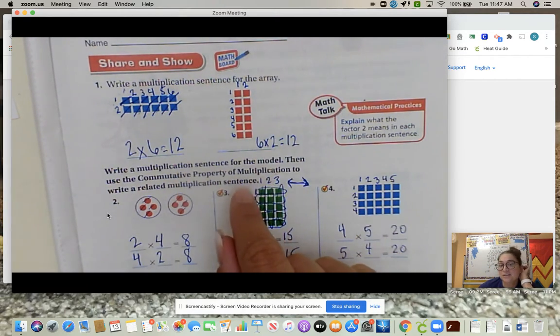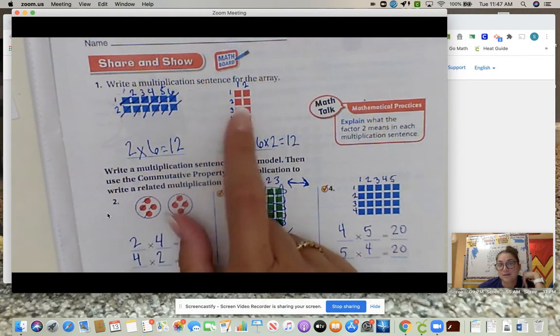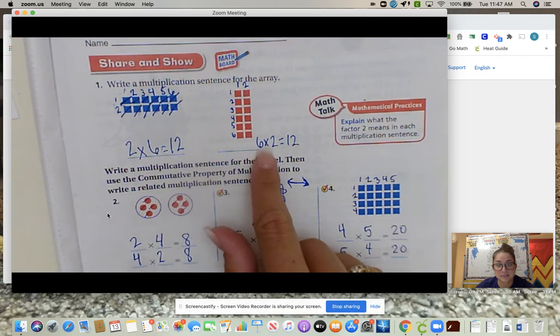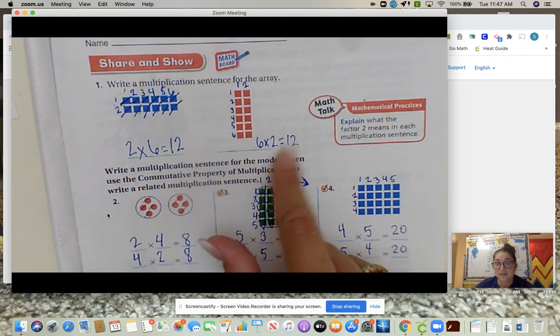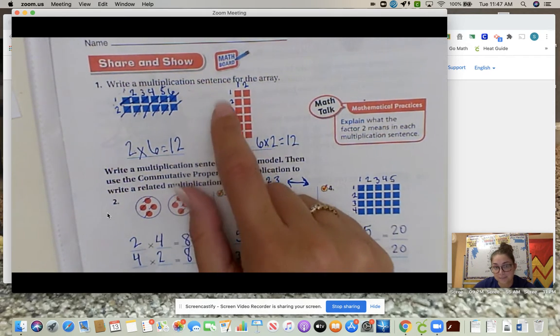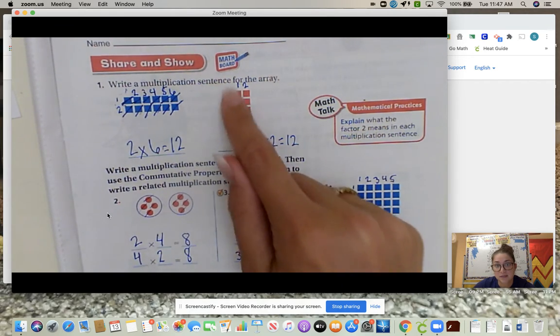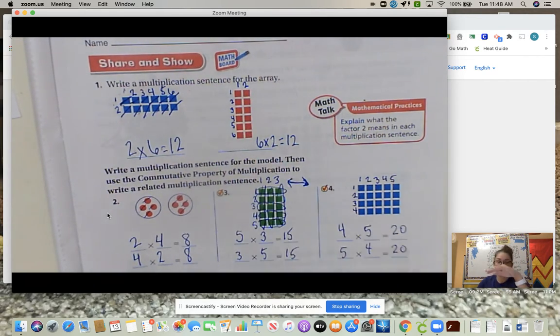Now you just need to do the commutative property. Well, you don't even need to really look at the picture because the commutative property of 2 times 6, you flip it. 6 times 2 still equals 12. But let's just check it. 1, 2, 3, 4, 5, 6 rows. 1, 2 columns.